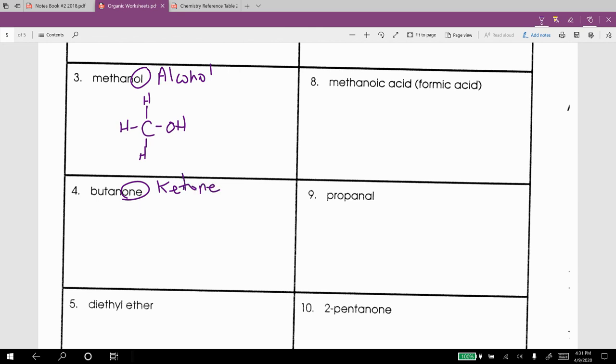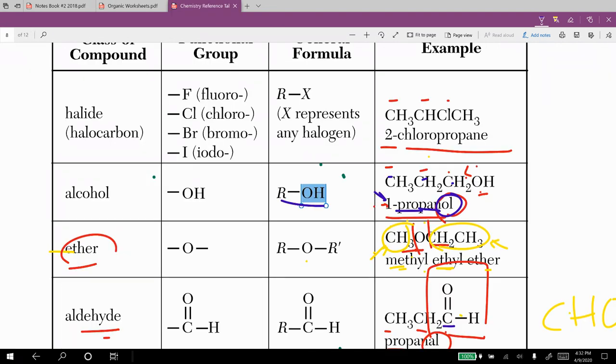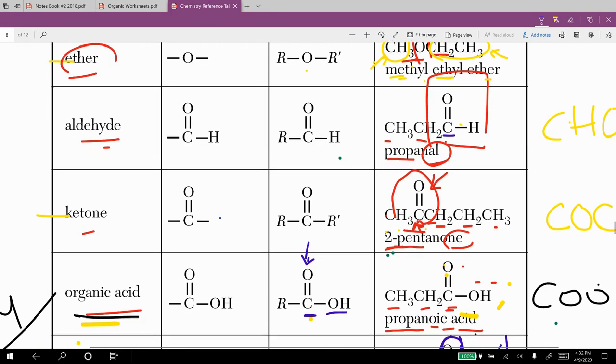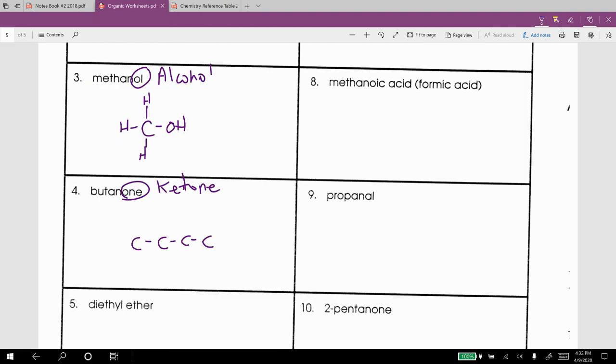So now the next one, I have -ONE, which is the clue that's telling me that this is a ketone. So then I have to match the ketone reference table. But I have but-, so I have 4. So 1, 2, 3, 4. And now I have to put the functional group in. So with my ketone, the carbon-oxygen functional group is right there in the center. And so I'm going to put that in there.